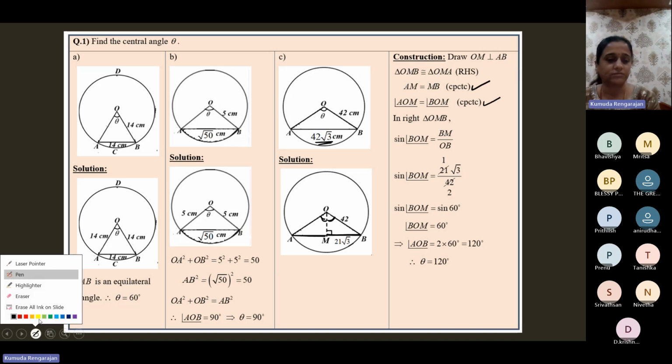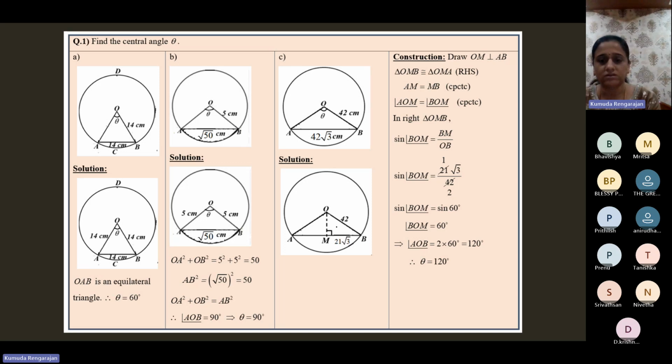Now take up this right triangle OMB. We need to find what? We need to find theta. Okay, we need to find this angle. So connect this angle with the opposite side and the hypotenuse. See, for this angle, this is the opposite side. This is the hypotenuse. So you need to connect this angle with the opposite side and the hypotenuse.